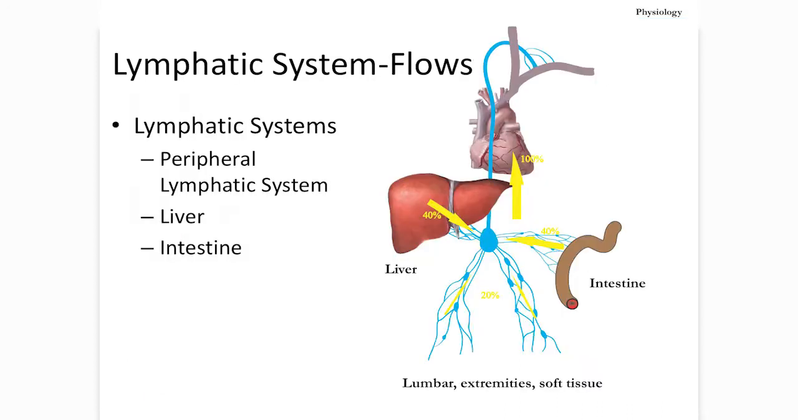The lymphatic system is very complex. It has multiple subsystems. The most important of them are peripheral, soft tissue, liver, and intestine. Specifically, the liver and intestine lymphatic systems have been overlooked over the last 60, 70 years. Why are they so important? Because they generate approximately 80-90% of the lymphatic flow in the body.